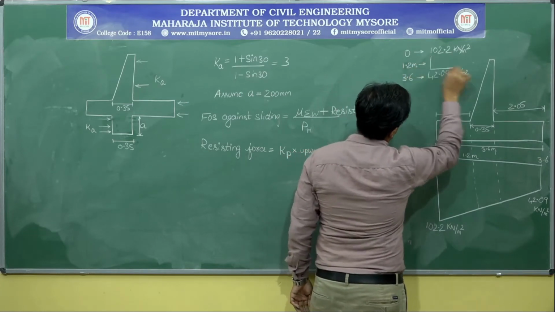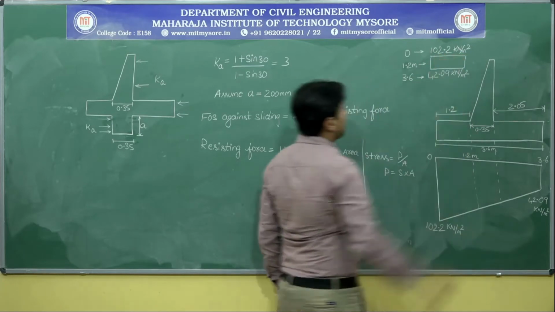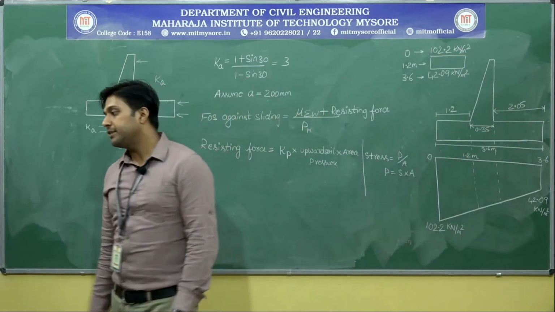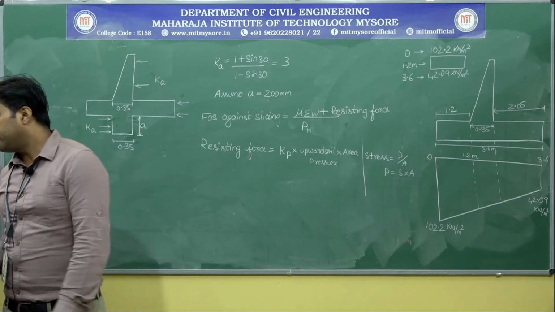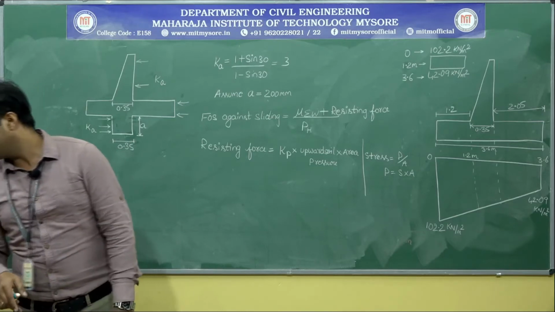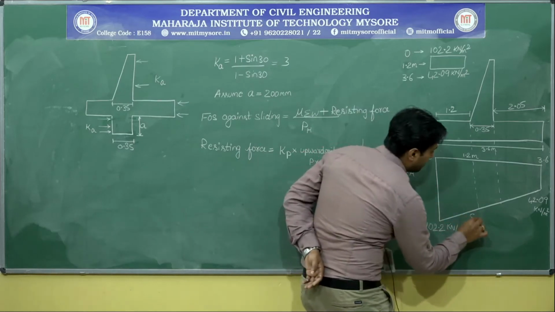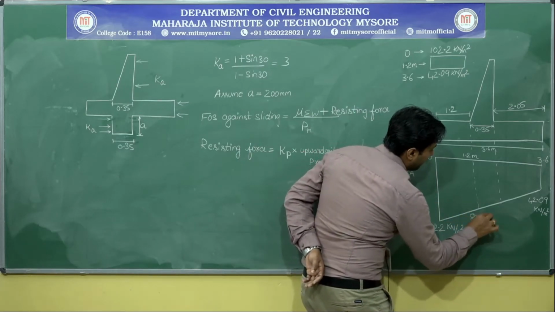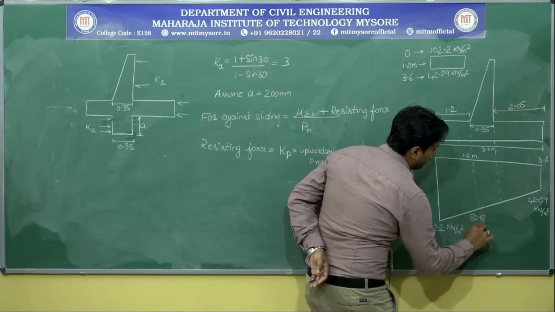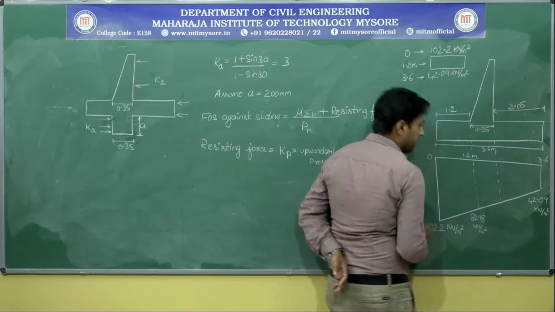So what is this particular value? Using interpolation, using the calculator, you can easily do the interpolation. So I will be directly writing the value. For 1.2, it is 82.18 kilonewton per meter square.